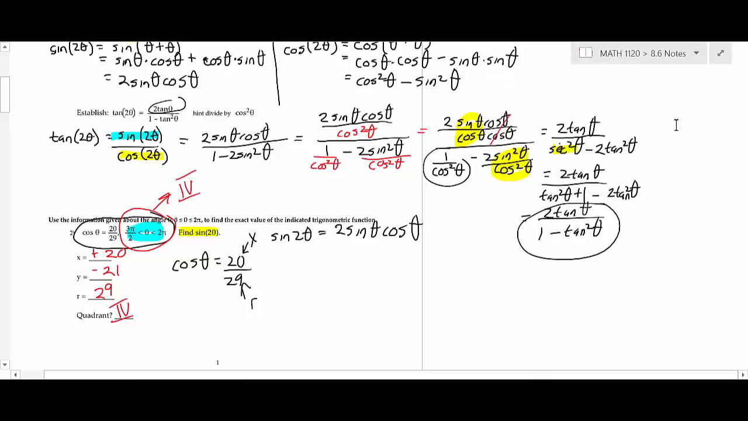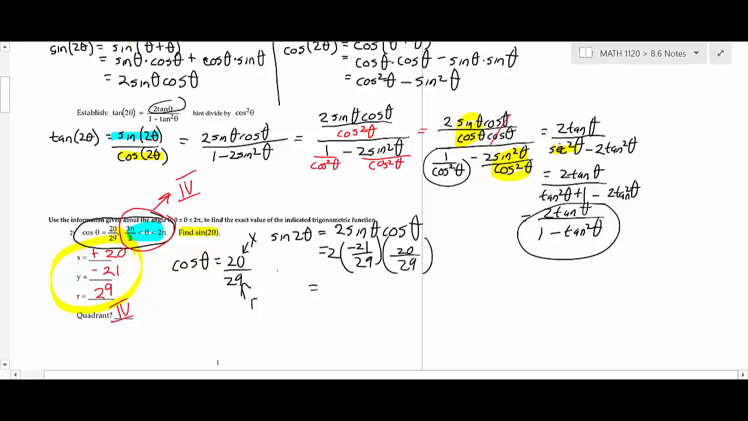Now we're ready to finish the problem. It's actually very easy to finish. Look at this information right here. Tell me what the sine of theta is. Y over r, so what is it? Negative 21 over 29, right? So that's going to give you negative 21 over 29. What's the cosine of theta? 20 over 29. It's x over r, so that's 20 over 29.